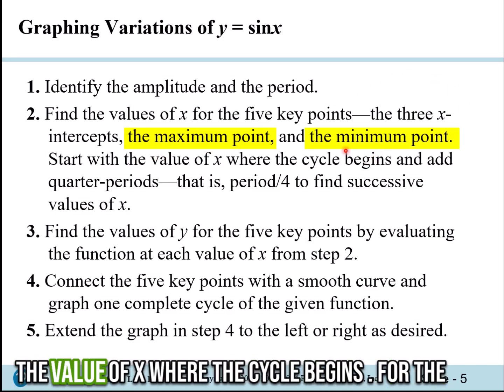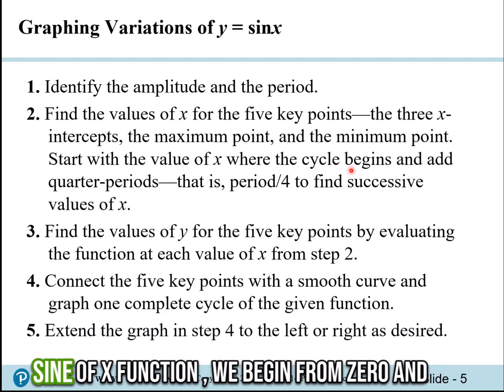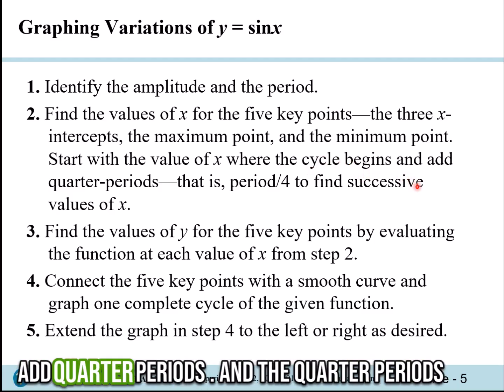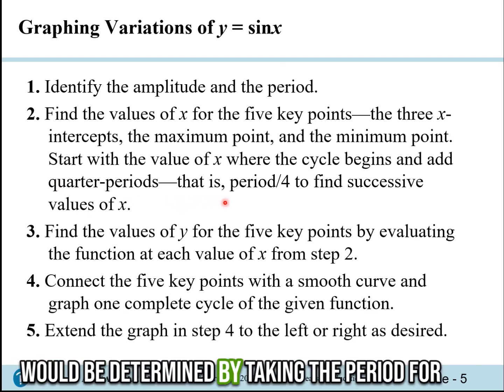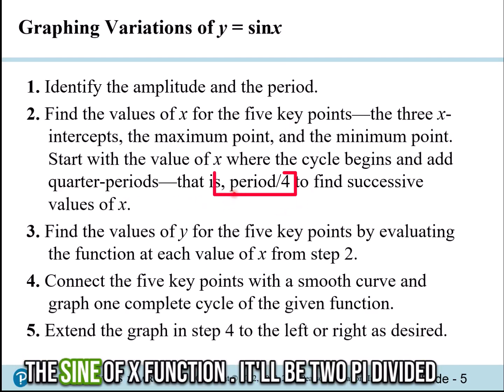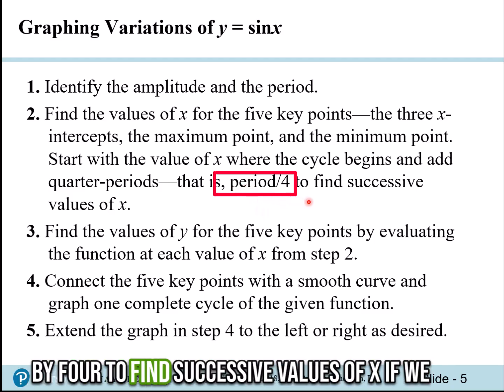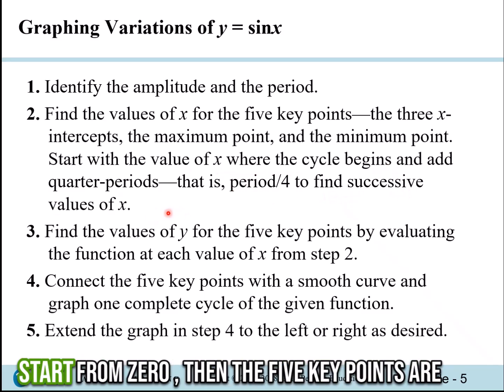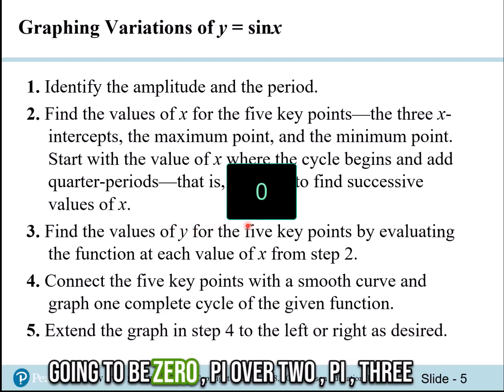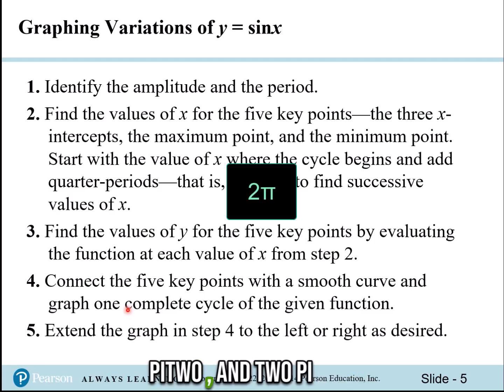We start with the value of x where the cycle begins. For the sine of x function, we begin from 0 and add quarter periods. And the quarter period would be determined by taking the period for the sine of x function, 2 pi divided by 4, to find successive values of x. If we start from 0, then the 5 key points are going to be 0, pi over 2, pi, 3 pi over 2, and 2 pi.